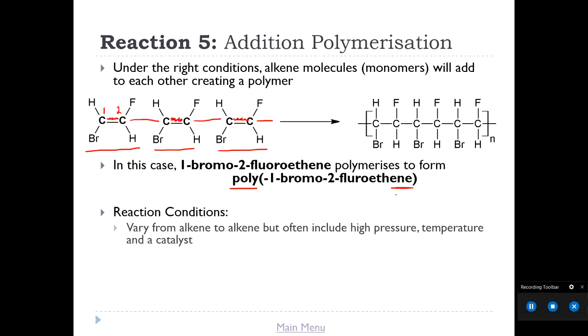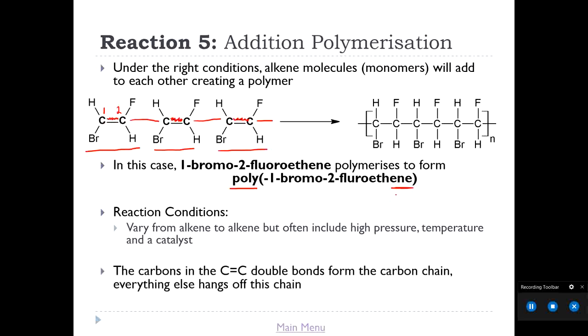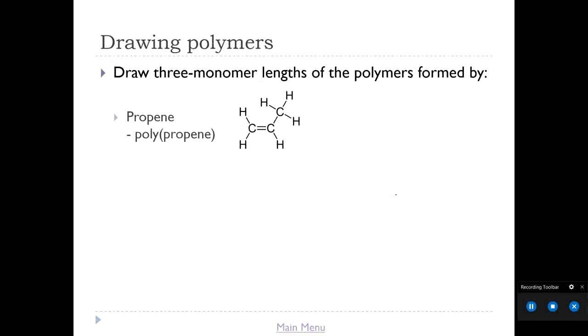The reaction conditions, you don't have to know any specific ones for this. It does vary from alkene to alkene, but generally is high pressure, temperature, and a catalyst. Okay, so the carbons in the double carbon bond are what form the carbon chain. So nothing else partakes in the chain. The rest of the things just hang off the edges of the chain. It's only that double bond that contributes to making the polymer.